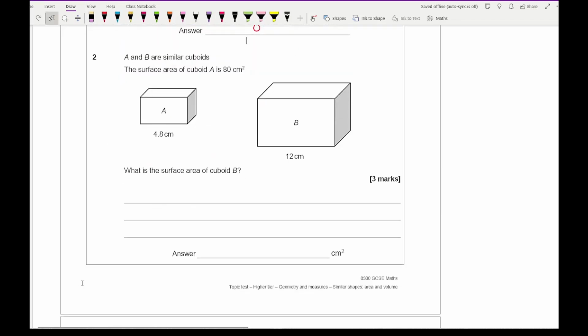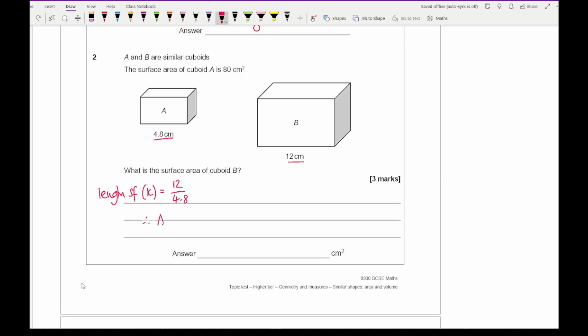Then for question 2, it says A and B are similar cuboids. The surface area of cuboid A is 80 centimeters squared. What is the surface area of cuboid B? So for this, first things first, we need to work out what the length scale factor is. The length scale factor, which is k, and it could be any letter, you don't have to use k, is going to be 12 over 4.8.